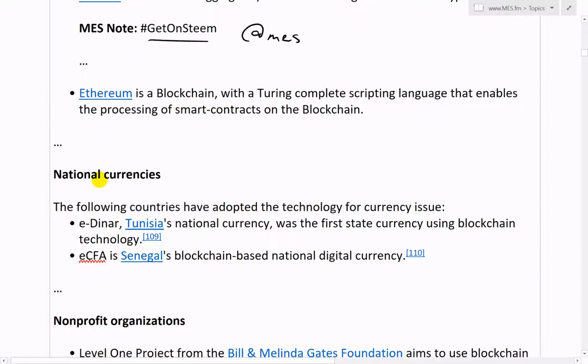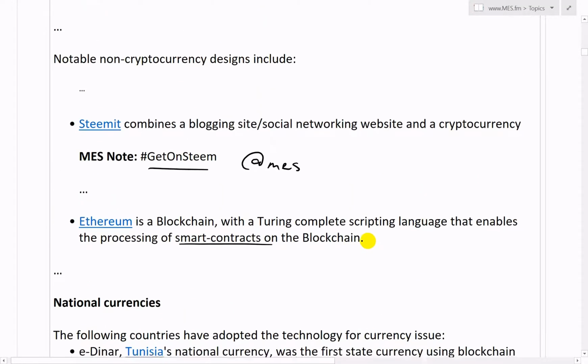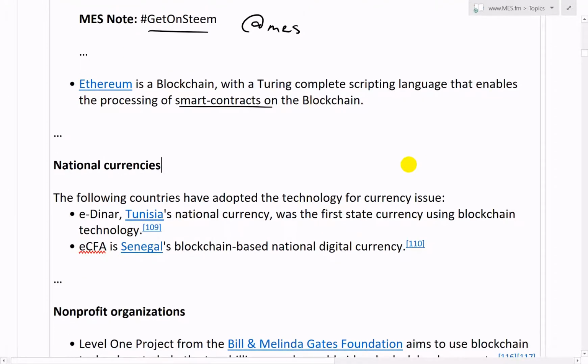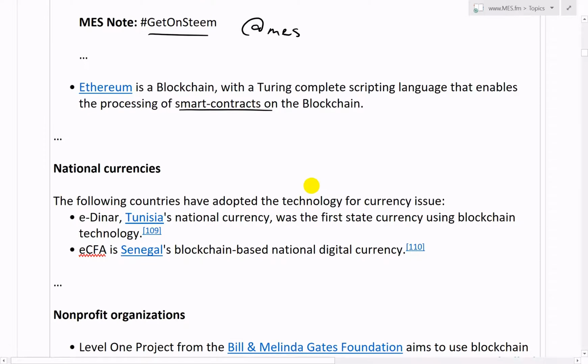Also, Ethereum is another one that's pretty big. It's a blockchain with a Turing complete scripting language that enables the processing of smart contracts on the blockchain. So yeah, imagine having a contract for your house or whatever without needing a lawyer or a mortgage broker or whatnot. You just use a blockchain.